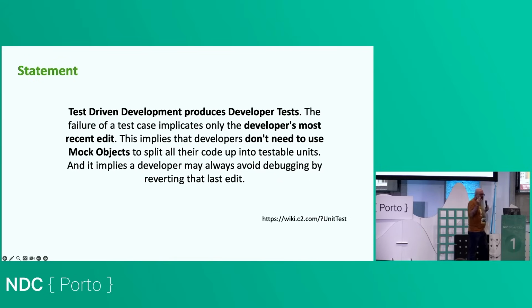But a full definition of test-driven development is, so the C2 wiki, which is slowly fading in the way that our history on the internet is slowly getting killed, which is never a great thing, says, test-driven development produces developer tests. The failure of a test case implicates only the developer's most recent edit. This implies that developers don't need to use mock objects to split their code up into testable units. And it implies a developer may always avoid debugging by reverting that last edit.